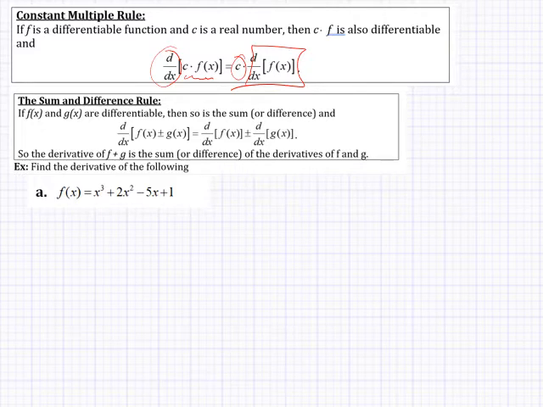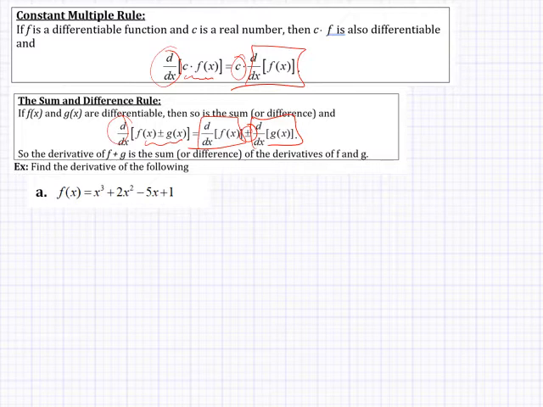Sum and difference rule says if I have two functions added or subtracted together and I want to take the derivative of that whole thing, what it allowed me to do is take the derivative of the first function, take the derivative of the second function, aside from the addition and subtraction, so basically split it apart, and then add and subtract after you take the derivatives.